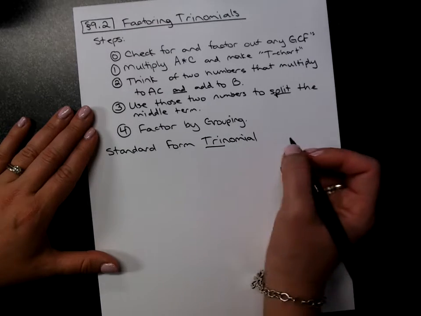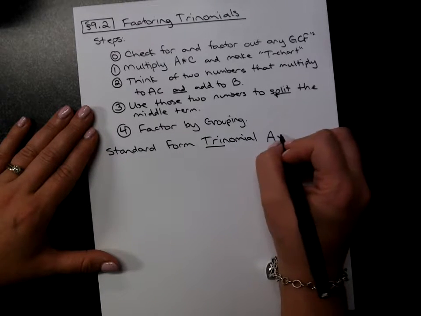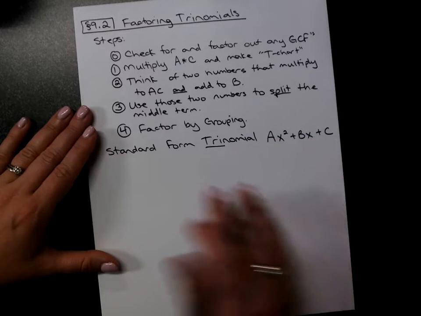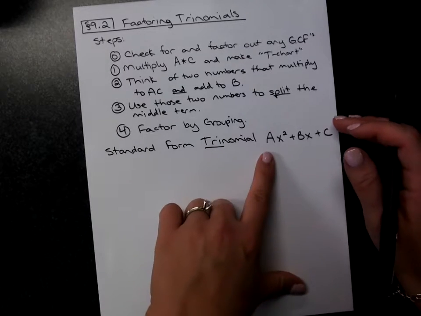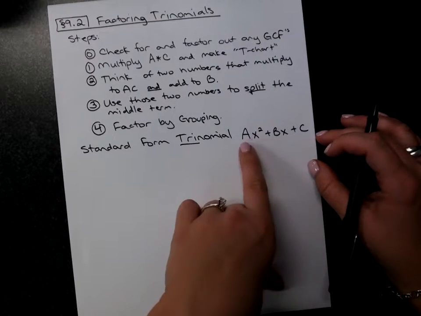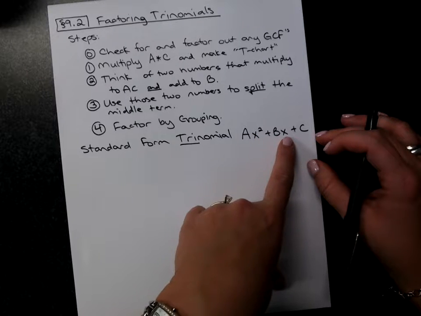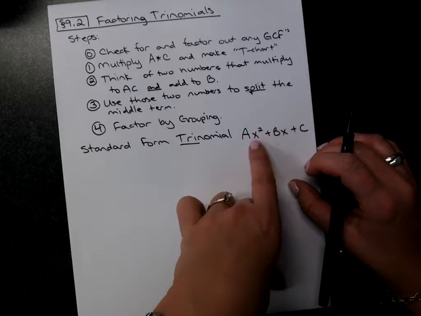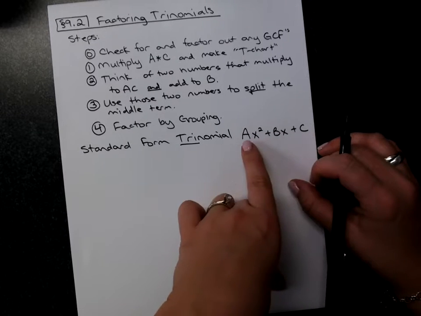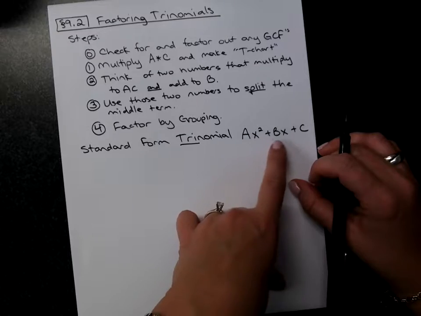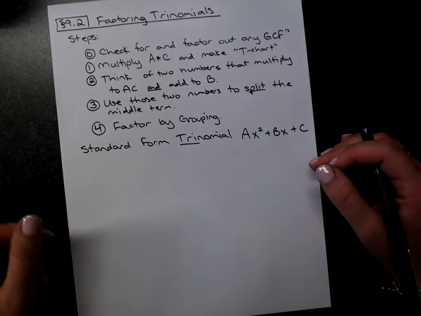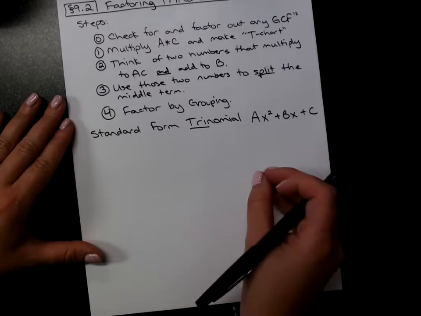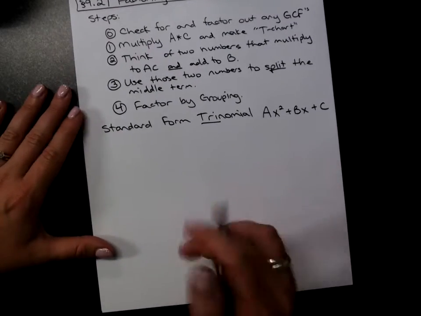Tri means 3, so this is 3 terms. It usually looks like ax squared plus bx plus c. That's generally how you'll see them. There'll be a coefficient on x squared, a coefficient on x, and a constant. Could be positive, could be negative, but you've got the x squared term, the x term, and a constant term. And we label those coefficients a, b, and c for reference when we're factoring. Our goal, again, is to get those back-to-back binomials that multiply together to make the trinomial.